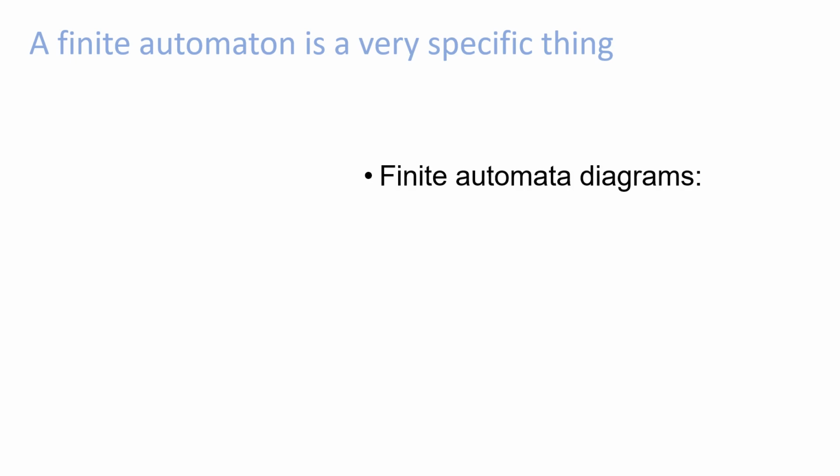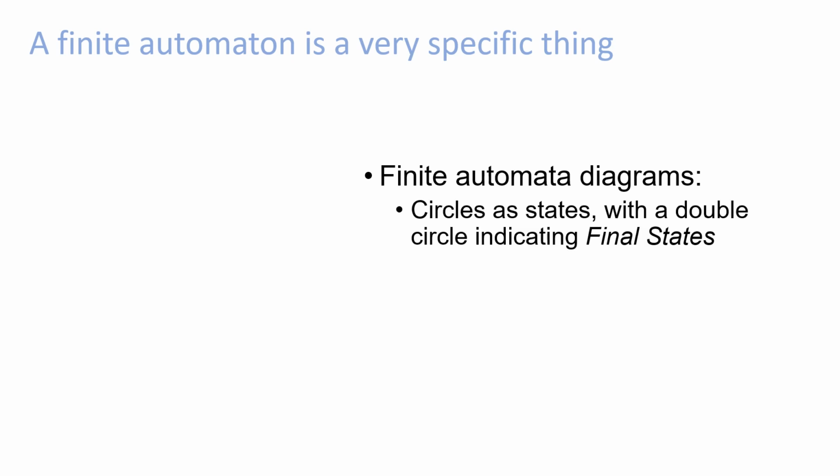A finite automata diagram is going to have circles. Circles represent states, and we also should have a double circle that indicates a final state, as in when the input is done, that's where it's going to end up. So for example, here's something more math specific. Here are these three states. I have Q1, Q2, and then Q3, which has a double circle, which means that's a final state.